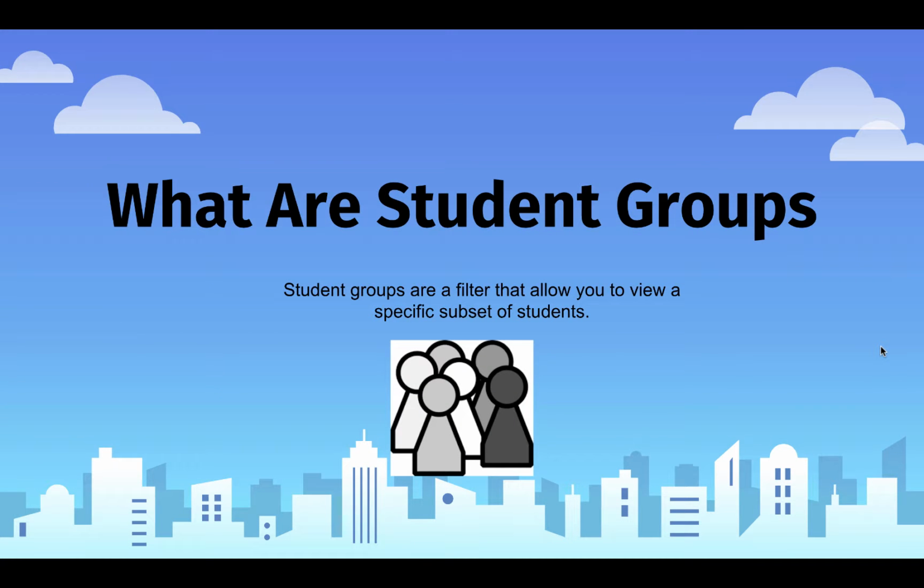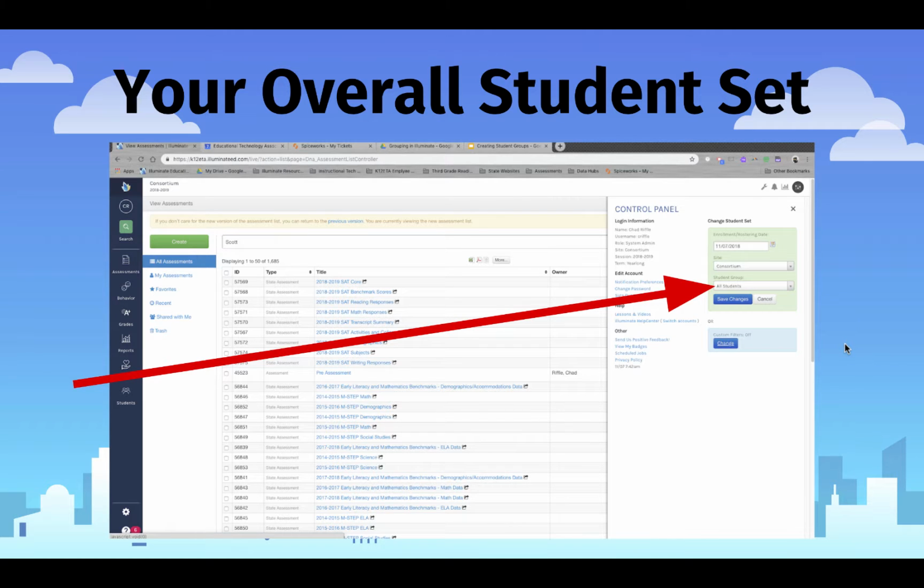All right, first of all, what are student groups? Student groups are a filter that allows you to add specific subsets of students. Basically, it allows you to pick the students you're going to view when you're using the data warehouse. This can be done in multiple places.